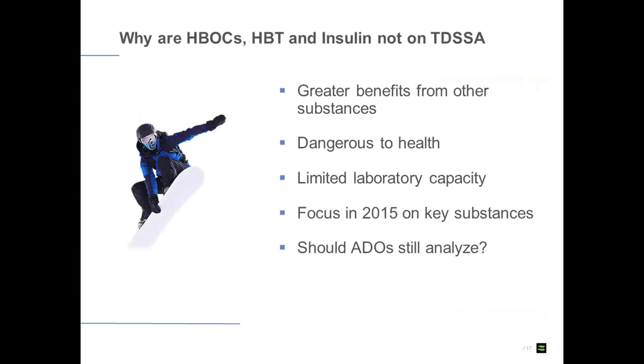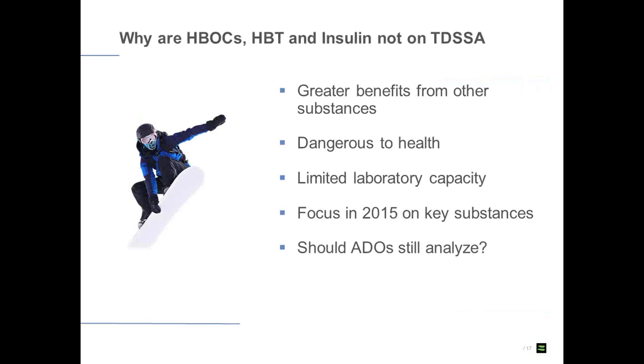A number of other prohibited substances were considered during the development and consultation process, but are not included in the final technical document. These include hemoglobin-based oxygen carriers, known as HBOC, homologous blood transfusions, known as HBT, and insulin. Some of the reasons for not including these on the technical document were that there were deemed to be greater performance-enhancing benefits to be gained from other substances, such as ESAs, compared to the HBOC and HBT. Dangers of use in terms of side effects and potential death in the incorrect use of these substances is also a possibility. Insulin currently has a limited laboratory capacity, and further research around the testing method is also required.